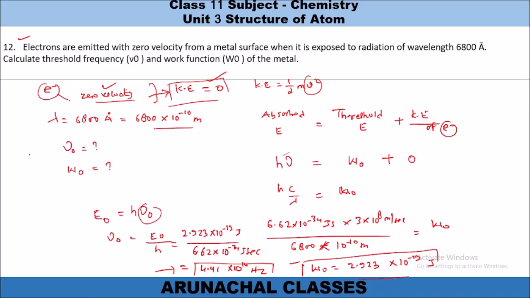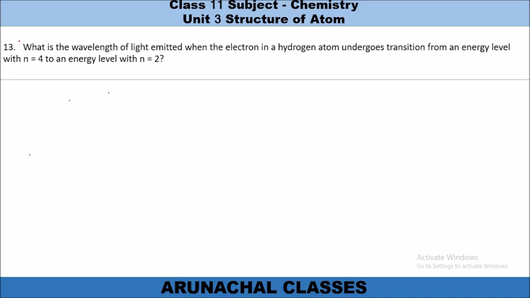Let's go to the next question, question number 13. It asks: what is the wavelength of the light emitted when the electron in a hydrogen atom undergoes a transition from the energy level n = 4 to n = 2? So this transition is happening, and we have to find the wavelength here. n = 4 will be considered the higher energy level, and n = 2 will be considered the lower energy level. So this will be n₂ and this will be n₁.